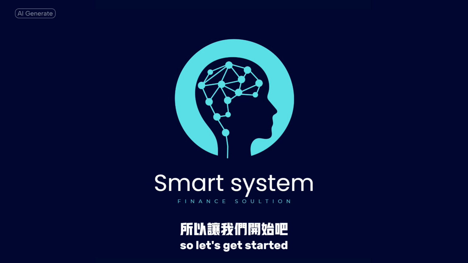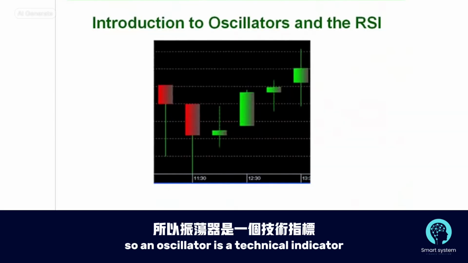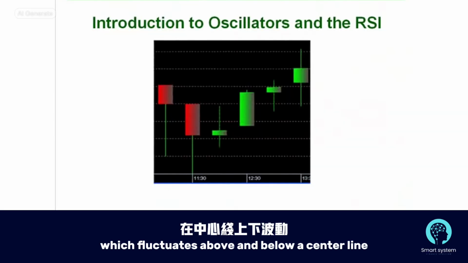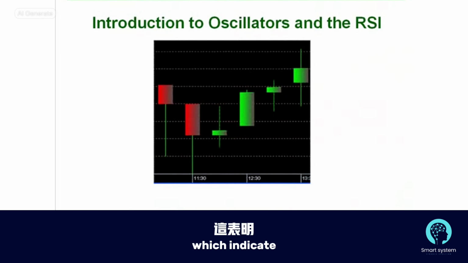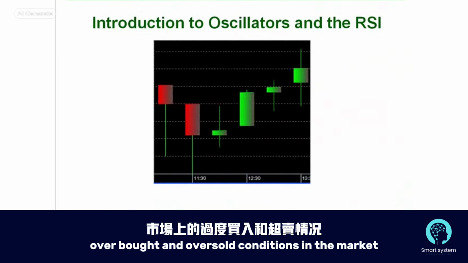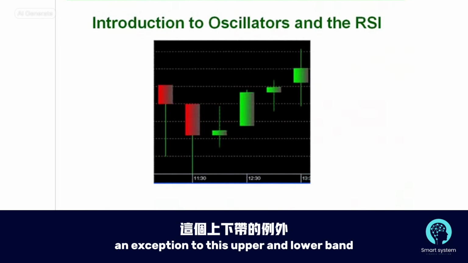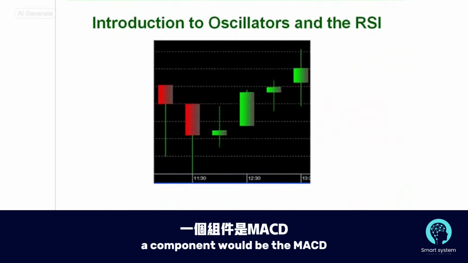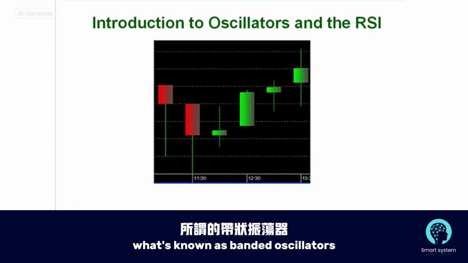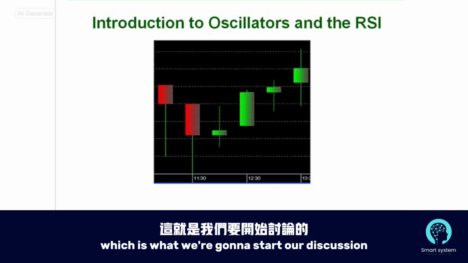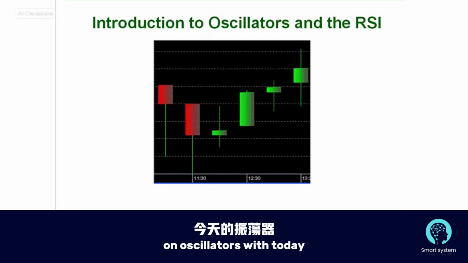So let's get started. An oscillator is a technical indicator which fluctuates above and below a center line, and normally has an upper and lower band, which indicate overbought and oversold conditions in the market. An exception would be the MACD, which we learned about yesterday, which is an oscillator as well, but is not encompassed by an upper and lower band. One of the most popular banded oscillators is the RSI, which is what we're going to start our discussion on oscillators with today.